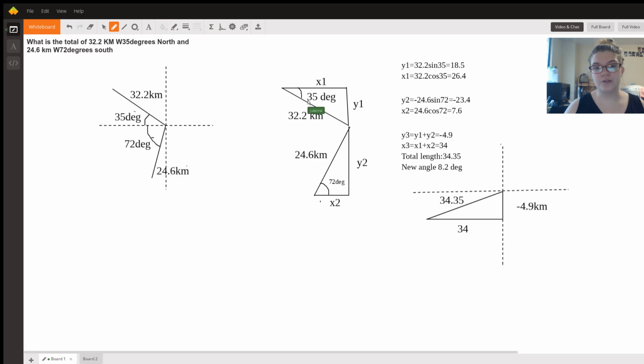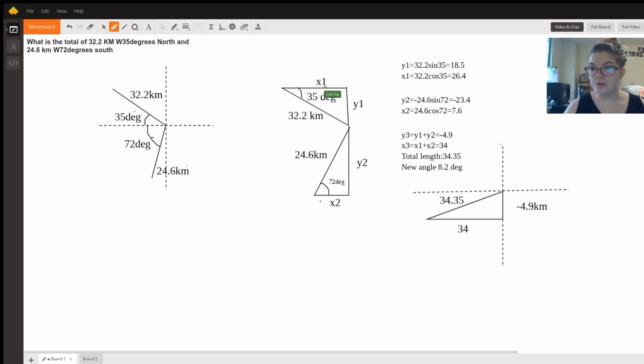So you treat the 32.2 kilometers as the hypotenuse of a right triangle, and you break it into y and x. And as you can see here, this angle is 35 degrees, because this angle translates over here when you have parallel intersections. And how you find y1 and x1 is using trigonometry. So sine of 35 is y over 32.2, y over the hypotenuse. So y1 is 32.2 times sine of 35. You just move it around a little bit, and that'll give you 18.5.